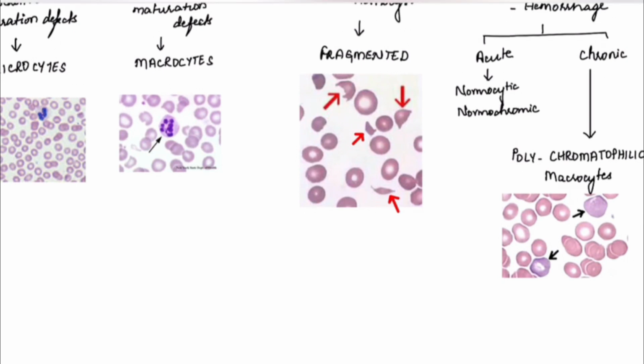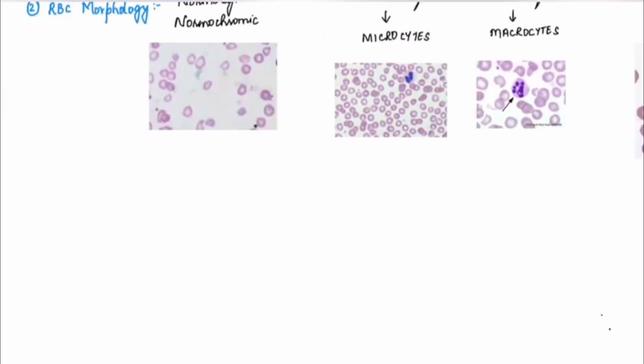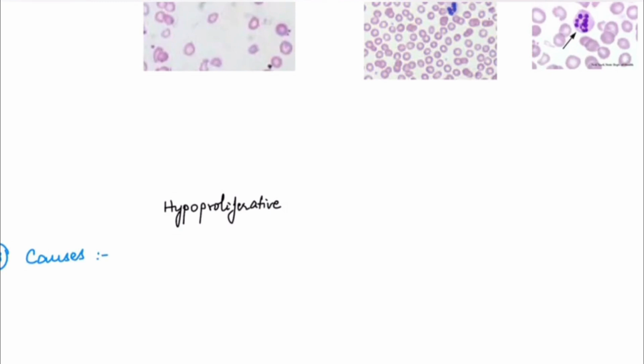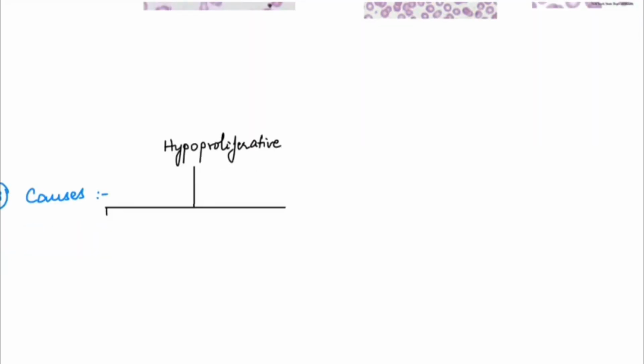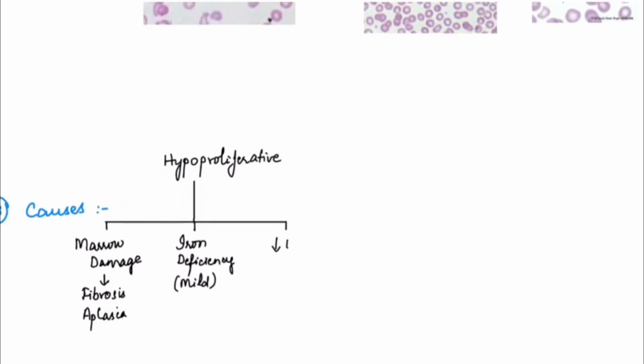Okay, so third thing, once the reticulocyte production index and the RBC morphology is done, now we'll look at the causes. So hypoproliferative anemias can be because of three different causes. First thing is that the bone marrow itself is defective and it is not producing RBCs properly, like marrow fibrosis or aplasia. The second thing is because there is iron deficiency. So this is very important to remember. Mild iron deficiency causes hypoproliferative anemia. And the third thing to remember is there is decreased erythropoietin stimulation.